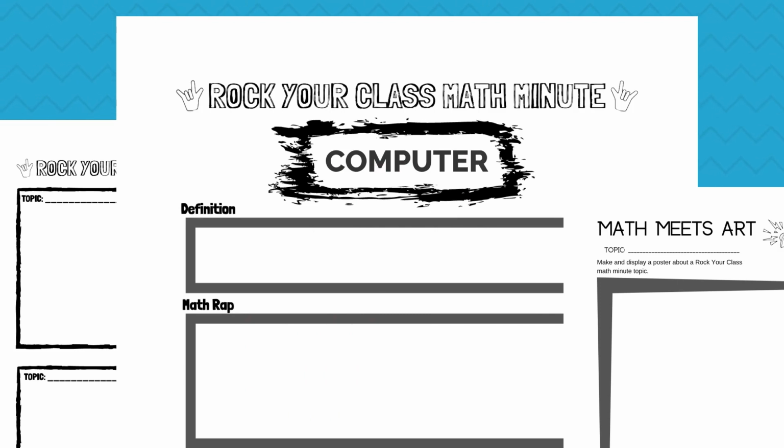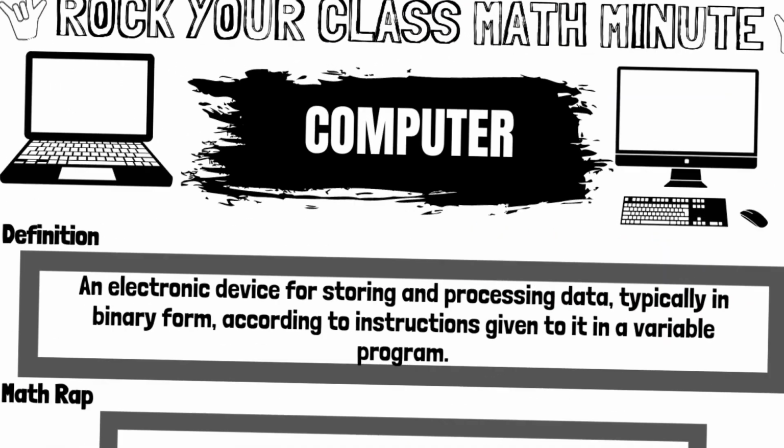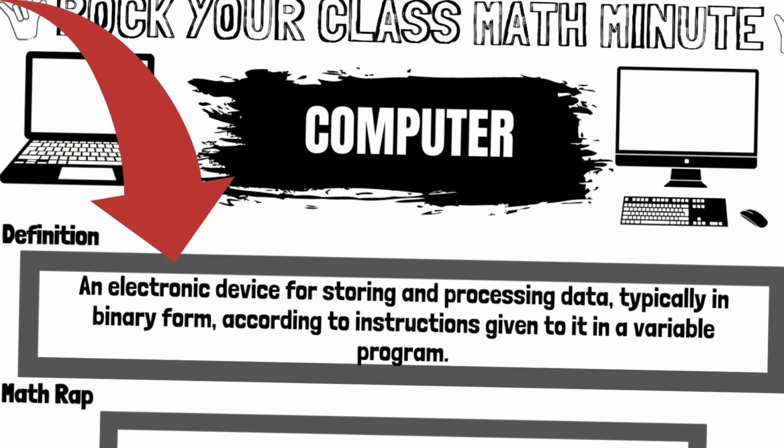Computer. What does the dictionary say? An electronic device for storing and processing data, typically in binary form, according to instructions given to it in a variable program.